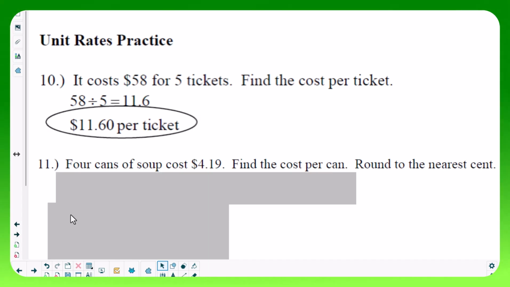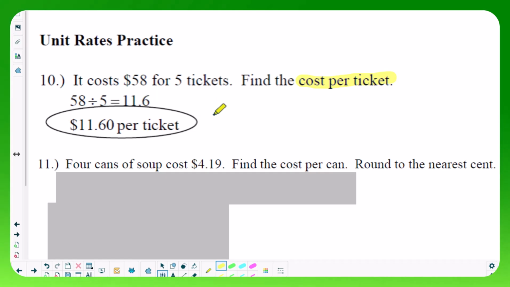This one is done for us. Question number 10. It costs $58 for 5 tickets. Find the cost per ticket. Now, keywords here, we're trying to find the cost per ticket. We want to take the cost, which is $58, divided by the number of tickets, which is 5. My calculator spits out 11.6.